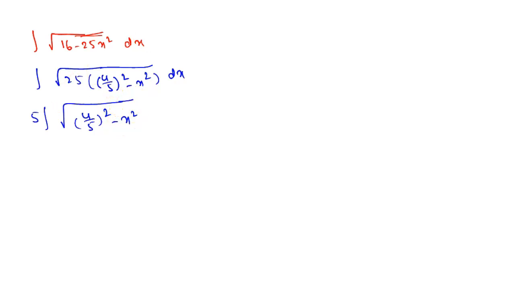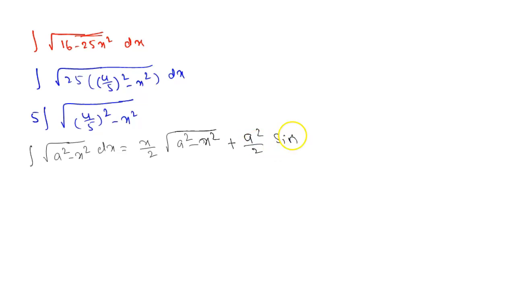So here we have the formula: integration of root over a square minus x square dx is equal to x by 2 into root over a square minus x square, next plus a square by 2 sin inverse x by a plus c. This is the formula. So here a value is 4 by 5, x value is x only. Now replace in that formula.